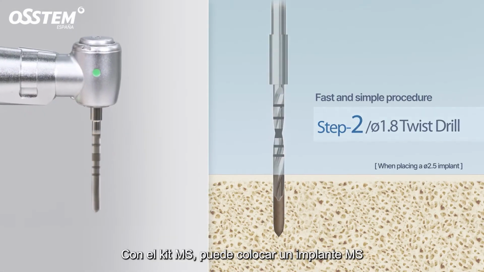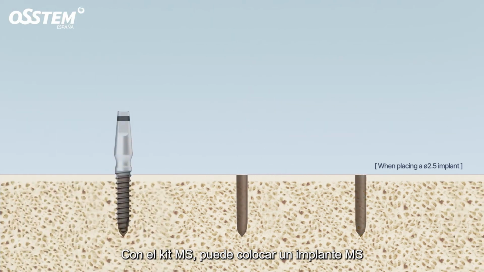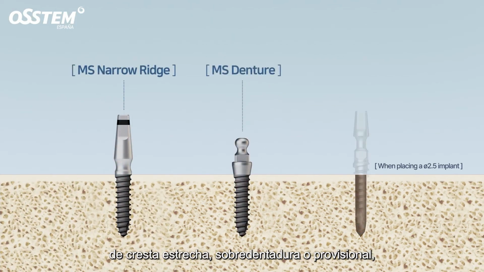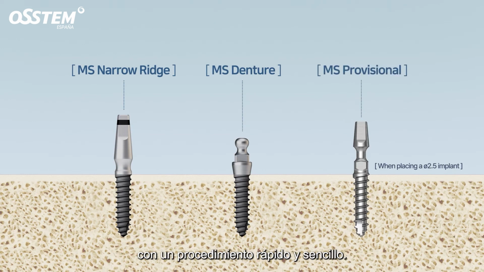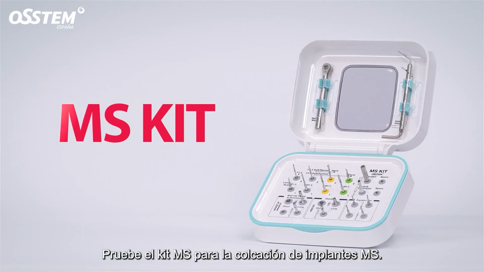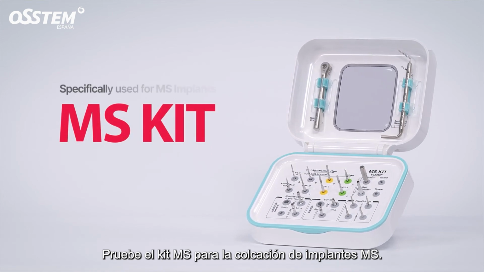With the MS Kit, you can place an MS narrow ridge, MS denture, or MS provisional implant with a quick and simple procedure. Try using the MS Kit when placing an MS implant.